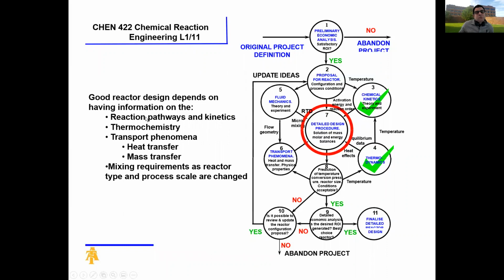Okay, so when talking about reactor design, we need to recognize something. Good reactor design depends on a bunch of things. It depends on your reaction, pathway, and kinetics. However, it's not only a function of the chemistry, it's also a function of your thermochemistry. Your transport phenomena are extremely important, especially your heat transfer and mass transfer. Mixing requirements are also very important when designing a reactor. So, even though now we're talking about ideal reactors, all of these reactors make assumptions about your transport phenomena and about your mixing.